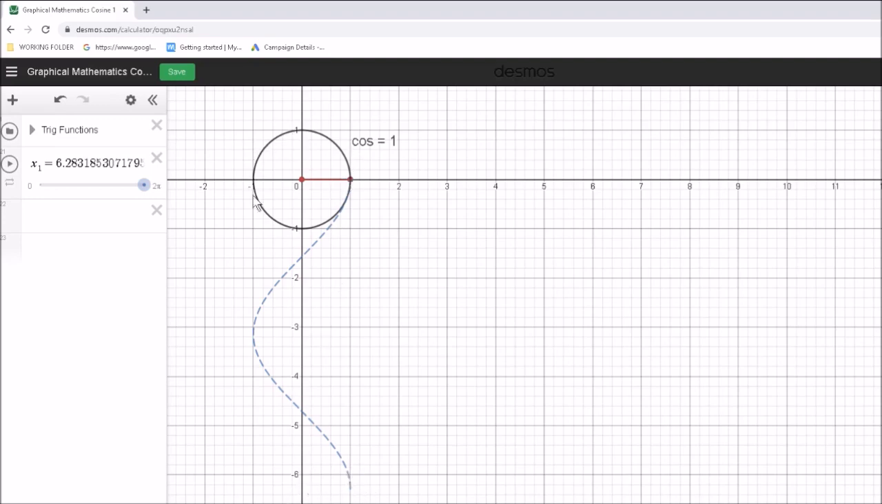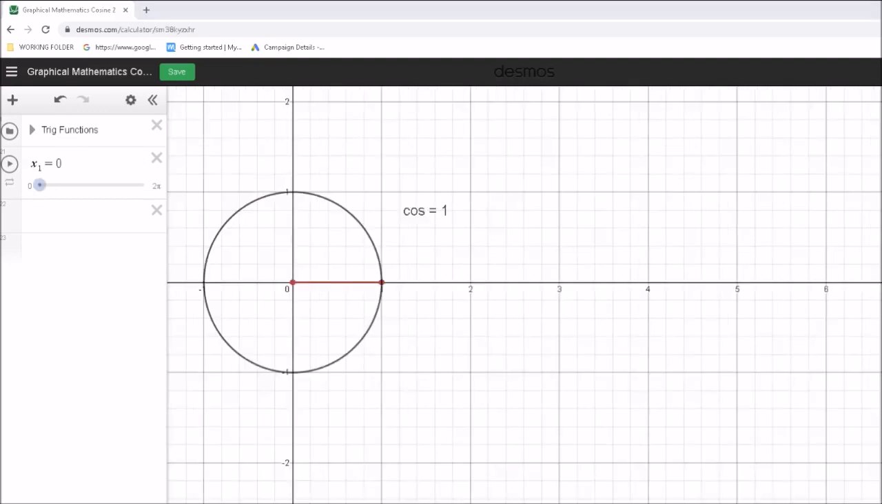So let's go ahead and we'll open up the cosine 2 file and we'll see it drawn along the x-axis. So this is the cosine 2 file. So if you go ahead and open it up now. Now I'll draw this out.